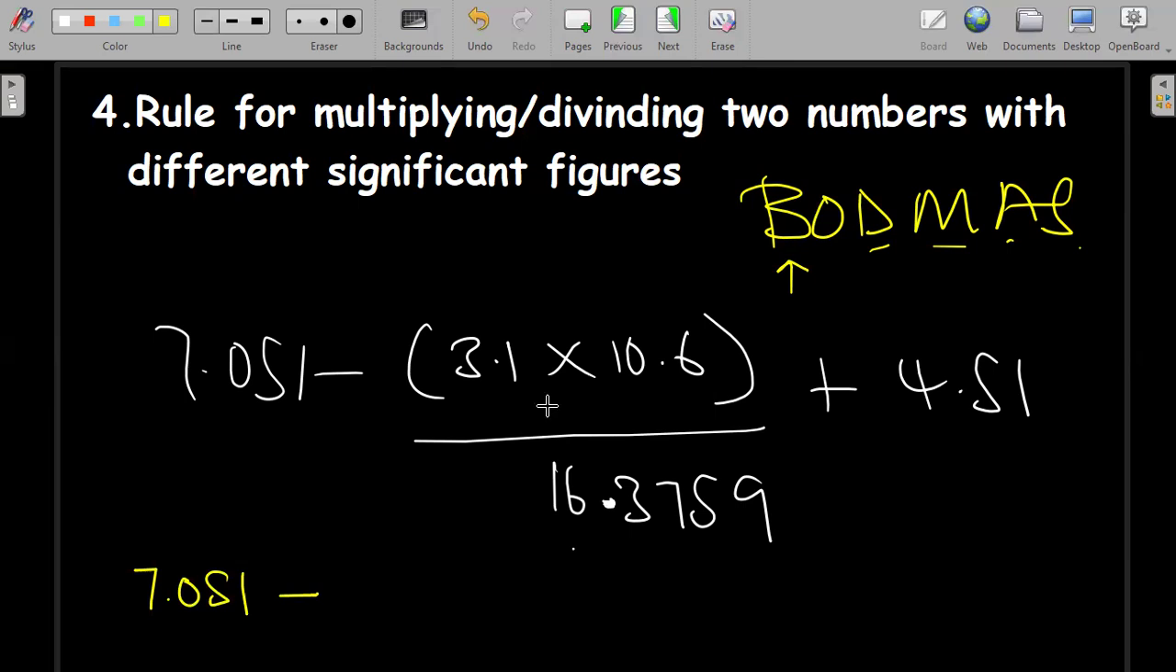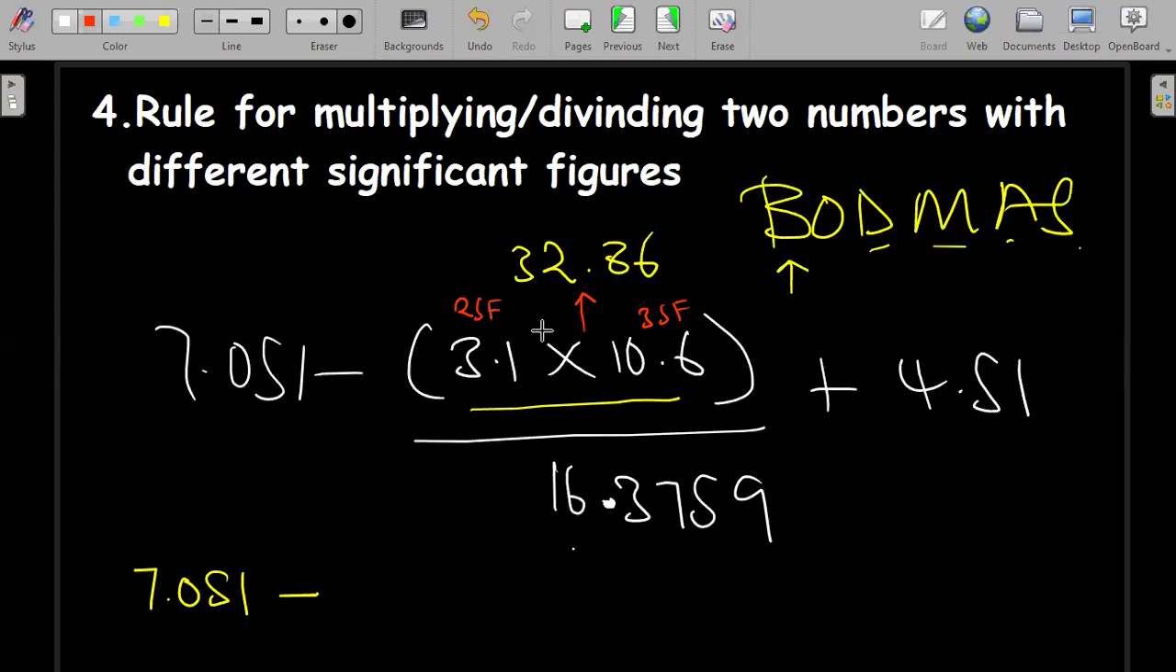So we have 7.051 minus, and then we deal with what is in the brackets. You get your calculator and say 3.1 multiplied by 10.6. The answer I'm getting is 32.86. What's the rule when we multiply two numbers that have different significant figures? The final answer should have the same number of significant figures as the number with the least significant figures. This 3.1 has 2 significant figures, and this one has what? 3 significant figures.